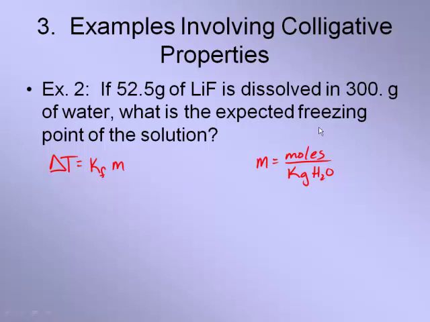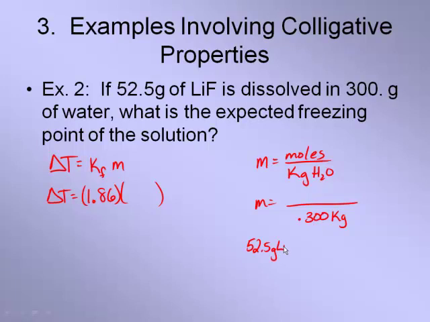Okay, they asked me for the freezing point, so I'm going to solve for delta T. I know the freezing point constant for water is 1.86. I'm going to need the molality from over here. So they tell me that there are 300 grams, which is 0.300 kilograms of water. I don't have the moles, but I do have the grams of lithium fluoride. So 52.5 grams, LiF. Do a little mole conversion. Lithium is 6.94, fluorine is 19, so that's 25.94 grams. That's math I can do in my head.